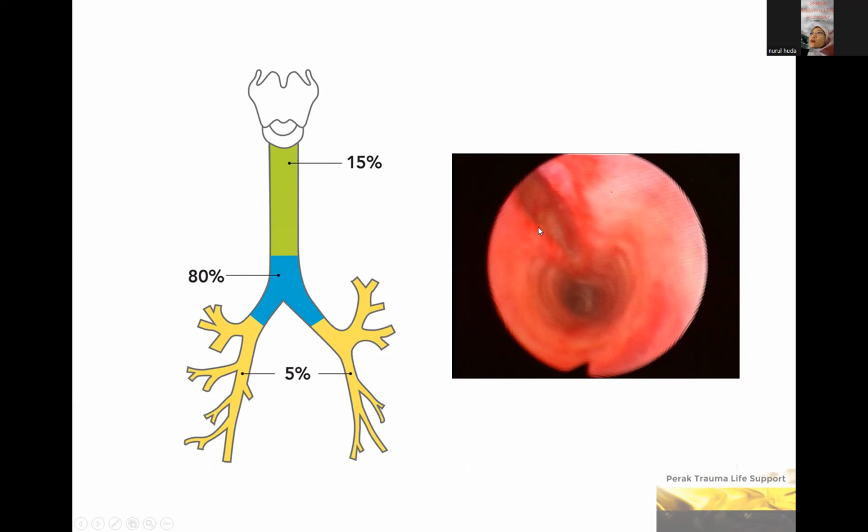So this is the bronchoscopy image of the patient, which shows that there is a laceration at the trachea.